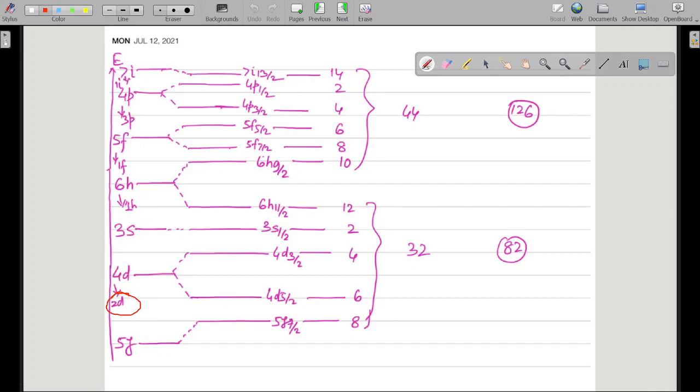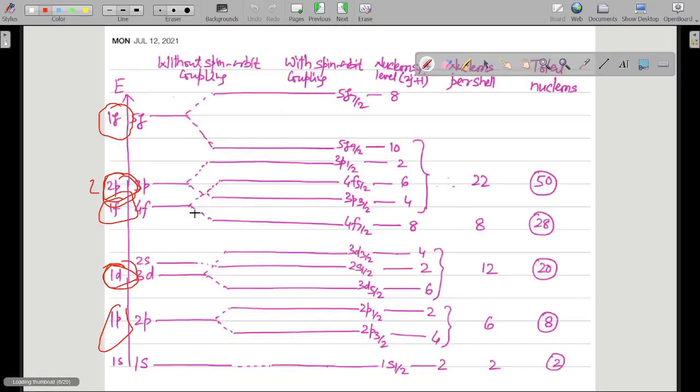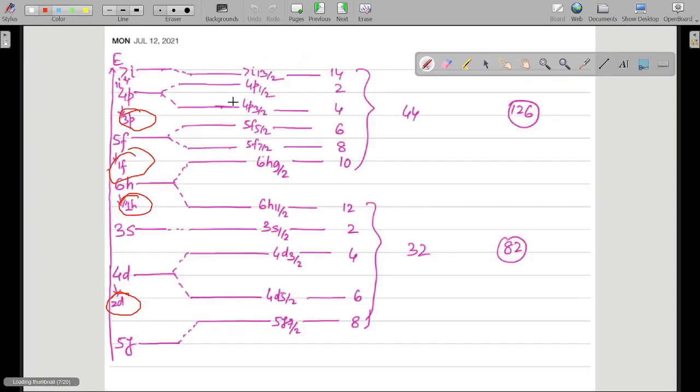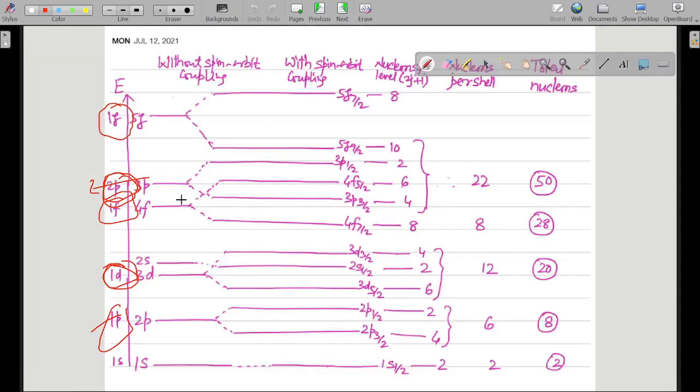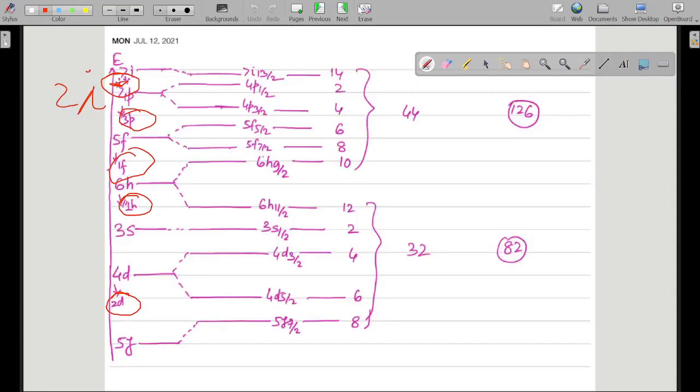Then H has been encountered the first time, so 1h. F has been encountered, then P has been encountered the third time, so 3p. How third time? You can see 1, 1, 2, so this will be 3p. Now I has been encountered the second time, so this will be 2i. How 2i? Because you can see over here I has already been encountered.